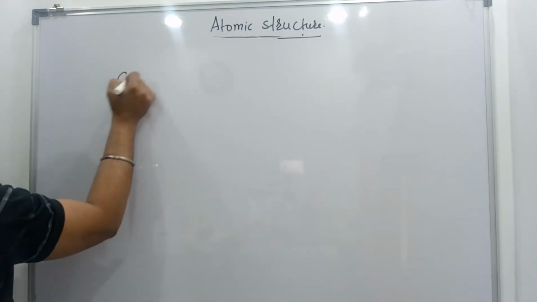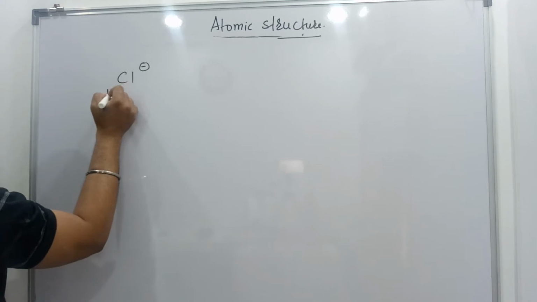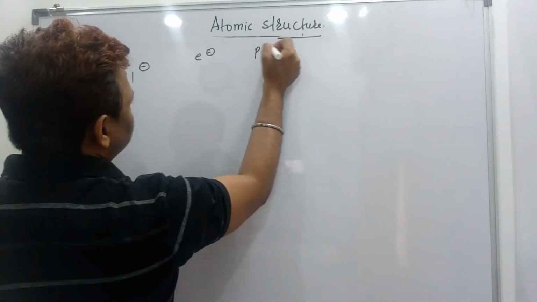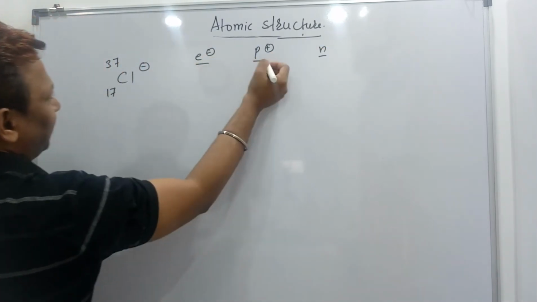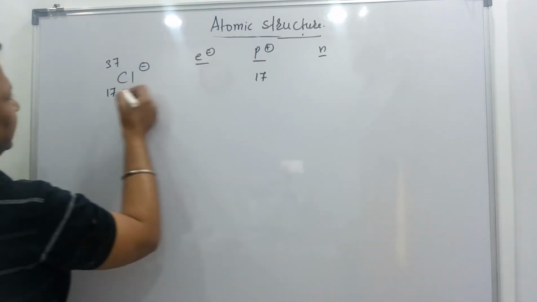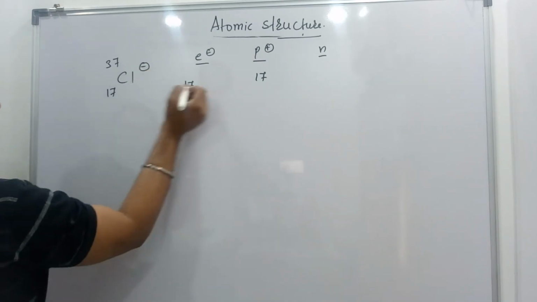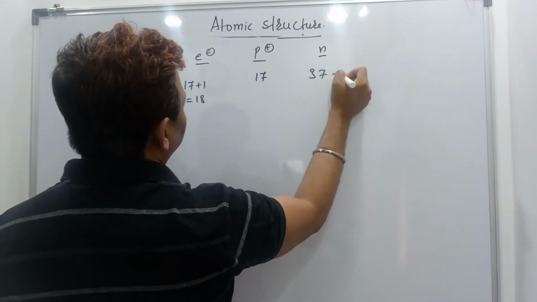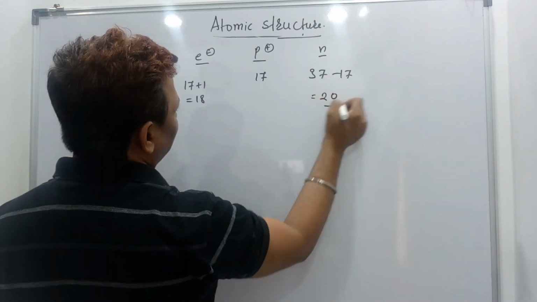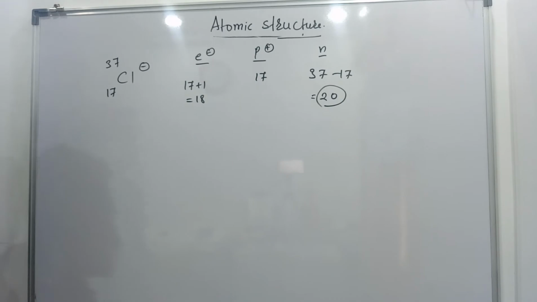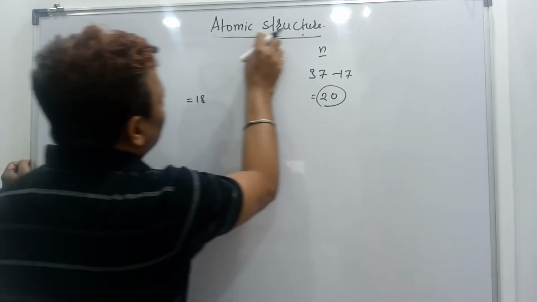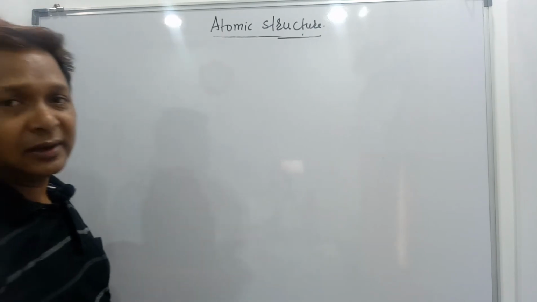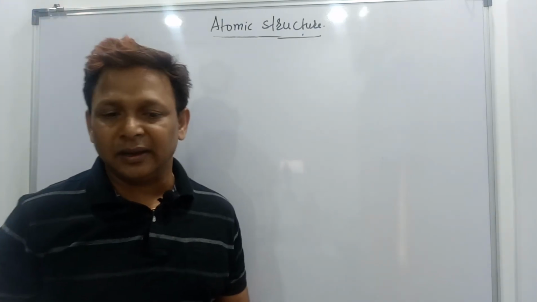Say with a chlorine atom, with a minus charge, atomic number and mass number: I will ask how many electrons, how many protons, how many neutrons. Protons means atomic number, 17. Electrons are actually 17, but it gains 1, so the total becomes 18. Number of neutrons is A minus Z, which is equal to 20. Is it clear? So this is about protons, neutrons and electrons from the given symbol of the element, whether it is in cationic form or anionic form.